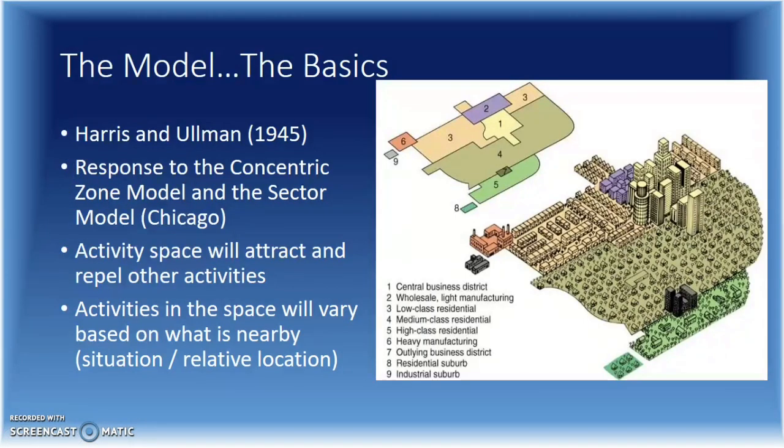If you pay attention to the time period, you'll know this is several years after the development of the sector model. The multiple nuclei model was made in response to the concentric zone model as well as the sector model. Interestingly, all of these models are supposed to be based upon the city of Chicago. The reason that's interesting is because, as we'll see in a couple of minutes, all three of these models are quite different.